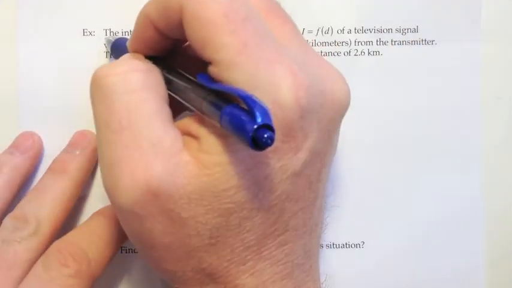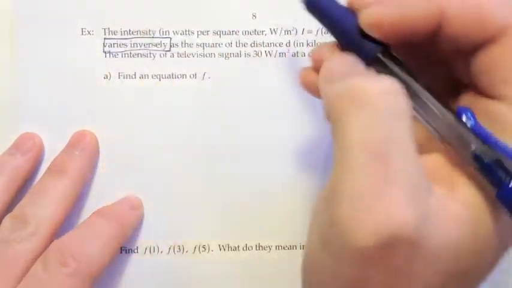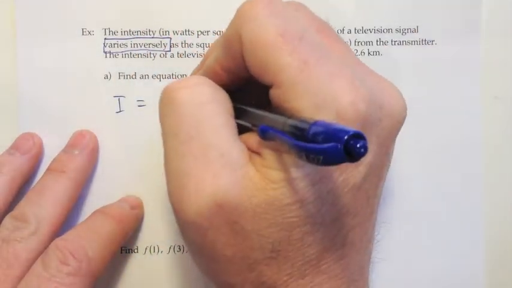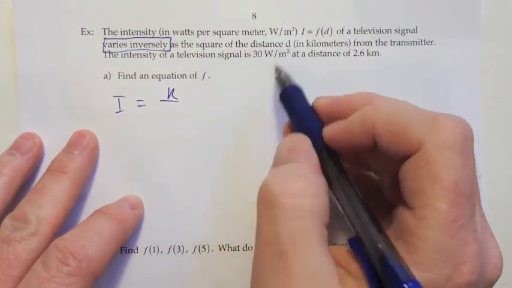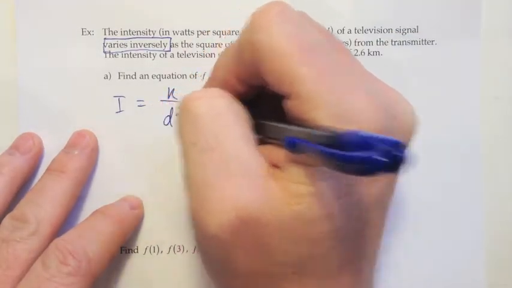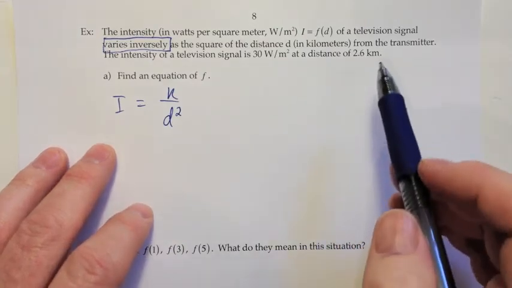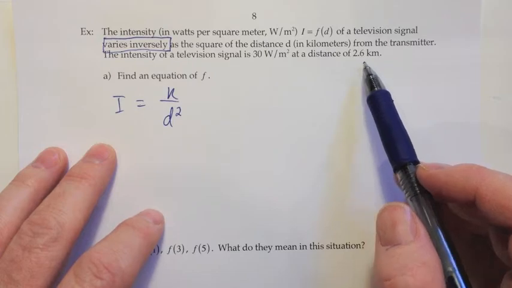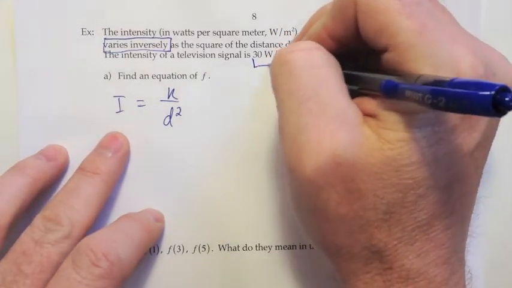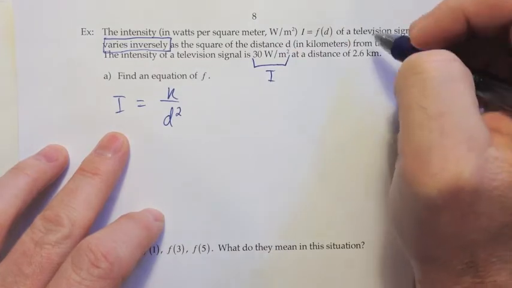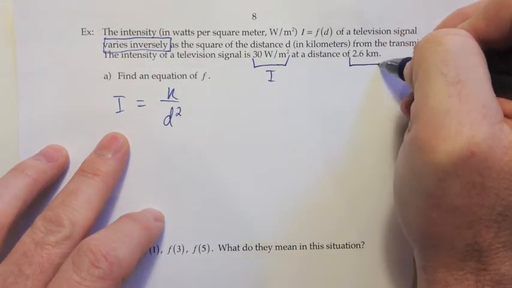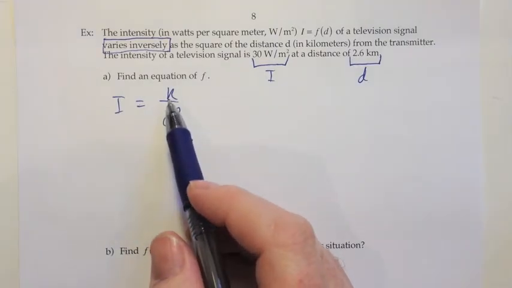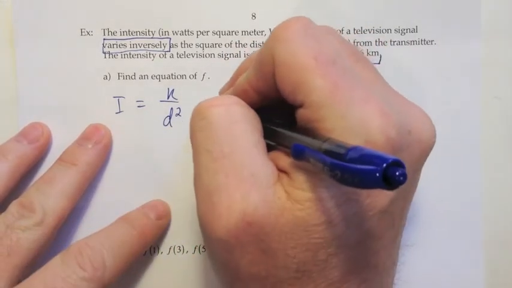So where's that phrase? Varies inversely means k over. So the intensity I is equal to k over, and then what did it say? The square of the distance. So the square of the distance would be d squared. And then it says the intensity is 30 when the distance is 2.6. So the intensity is I and the distance is 2.6, so that would be d. I can substitute those in and use them to solve for k. So the intensity is 30.